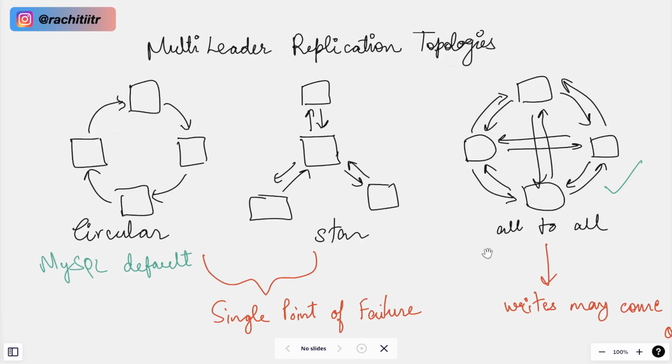So that's why the third approach is something which is commonly used, which is all to all. Obviously, this is having a lot of data flow, but the time taken for all the leaders to capture the latest values happening across the different data centers in the world, it's quite faster in that sense. So this is something which is pretty much common. MySQL by default comes with circular topology.